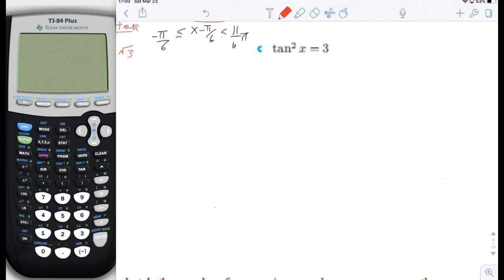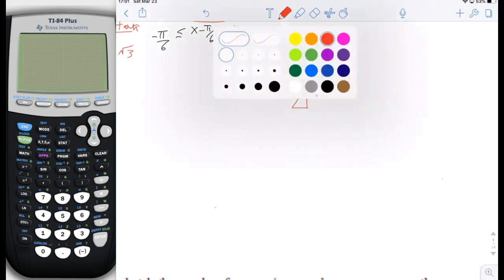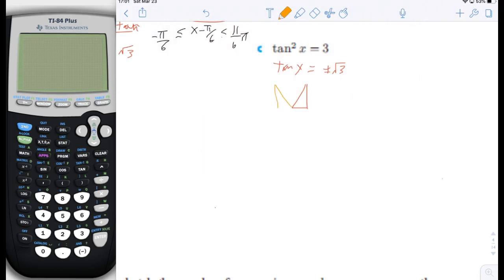Let's do C. So C, a little bit of algebra needs to be done here. Tangent squared x equals 3. Let's take the square root of both sides so that we can figure out what tangent x is. That would be tangent of x equals plus or minus the square root of 3. So that gives us a whole bunch of angles. We need to find all the angles x which have a solution positive square root of 3 or negative square root of 3. That would be this triangle, this triangle, this triangle, and this triangle.